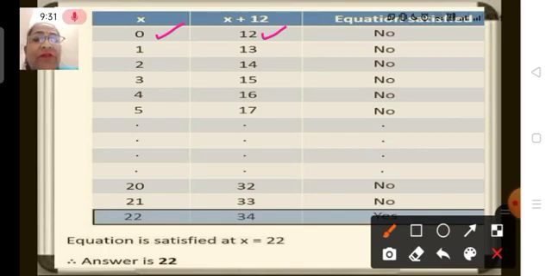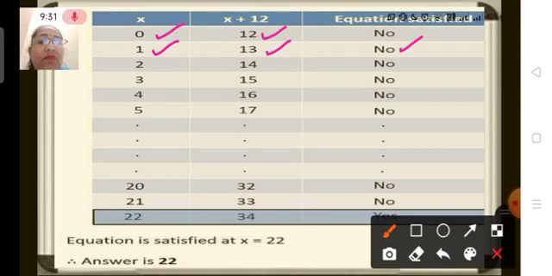Next we'll try for the value of x equal to 1. Then we'll get the value of the expression as 1 plus 12, that is 13. As we need the sum x plus 12 as 34, and here we are getting x plus 12 as 13, that means it does not satisfy the given equation x plus 12 is equal to 34.